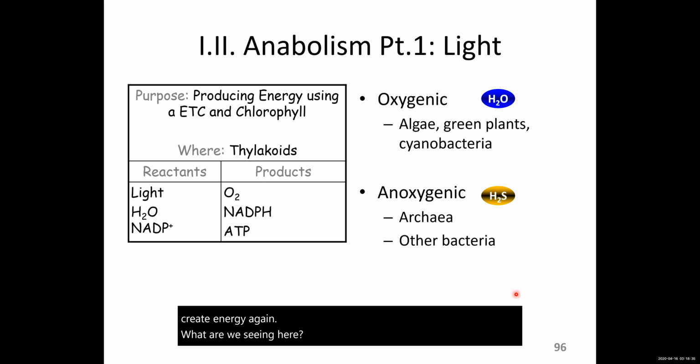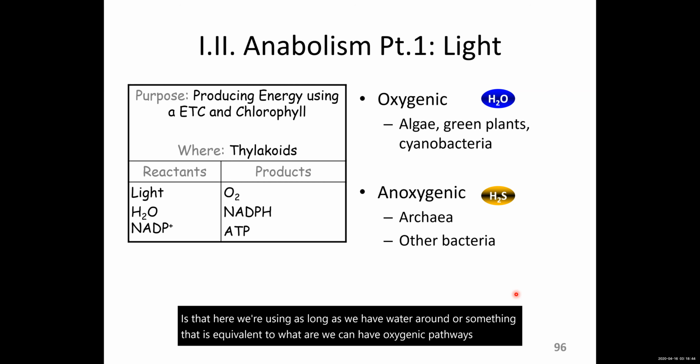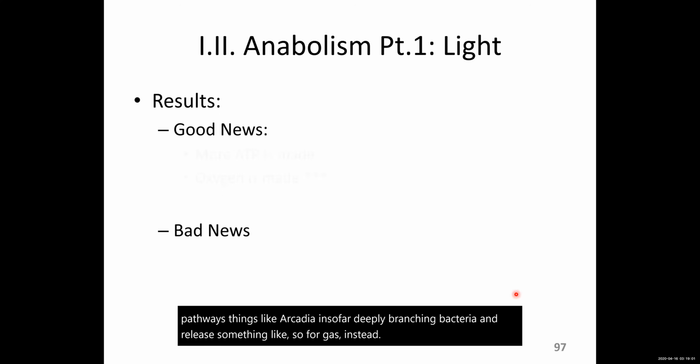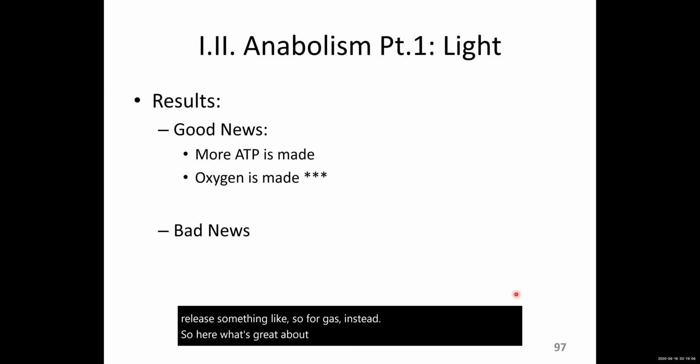Is that here we're using, as long as we have water around, or something that is equivalent to water, we can have oxygenic pathways in which sunlight will split off things like water and create oxygen gas, or it can split off things that are not carrying oxygen. We call these anoxygenic pathways, things like archaea and some of our deeply branching bacteria, and release something like sulfur gas instead. So here, what's great about the light reactions is that you make lots of ATP, and they also make oxygen. Now, the only reason why that's a benefit is because of us. For those organisms that are aerobic, that's a good thing. It's not necessarily a good thing for the plants, it's just a side effect.